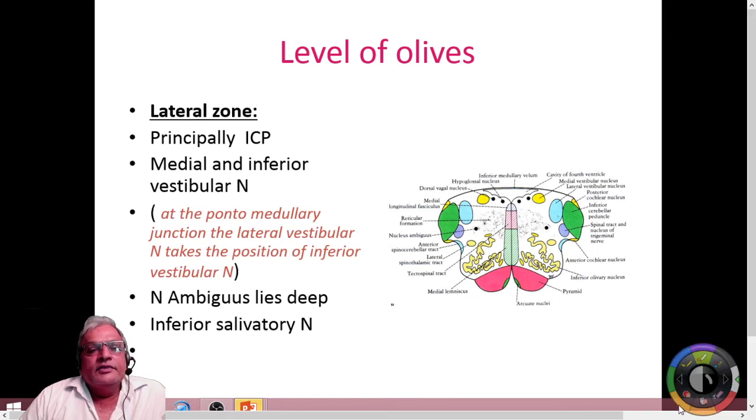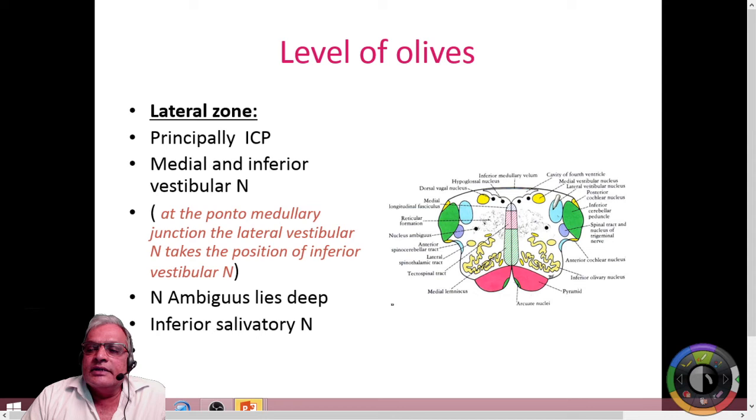Now at the level of the olives, the lateral zone, principally you have this big green colored structure here, which is the inferior cerebellar peduncle. Then you have the medial and inferior vestibular nuclei. So where's the inferior medial vestibular nuclei? So this is the medial vestibular nuclei, and here you have the lateral vestibular nuclei. So you have the vestibular nuclei at this level.